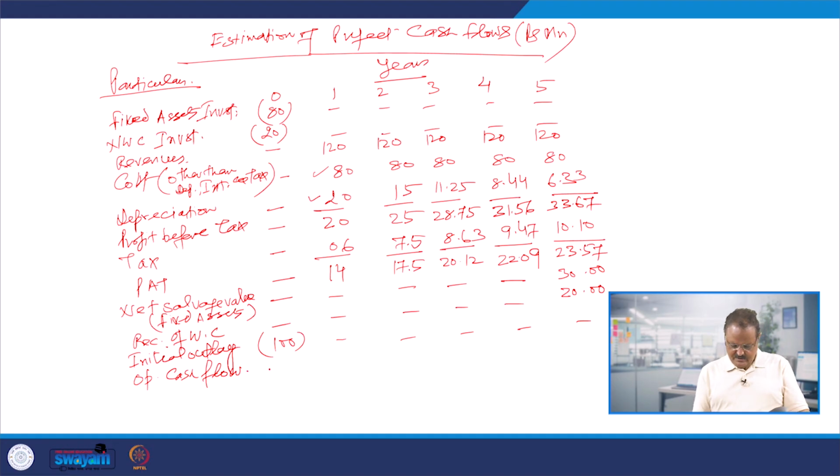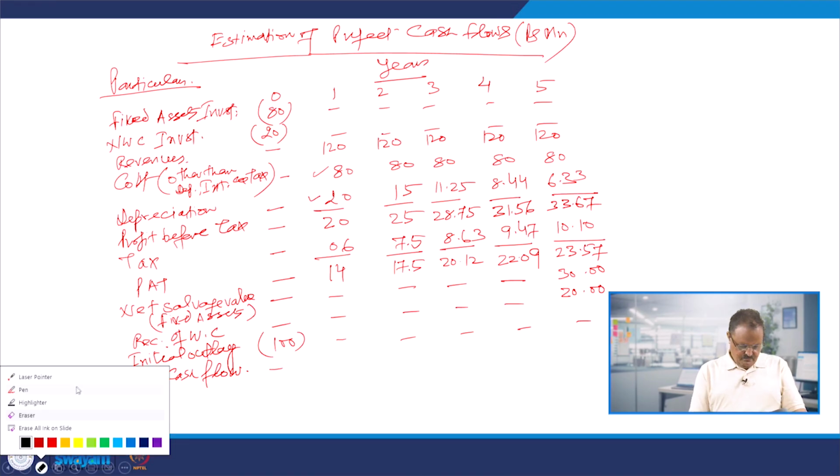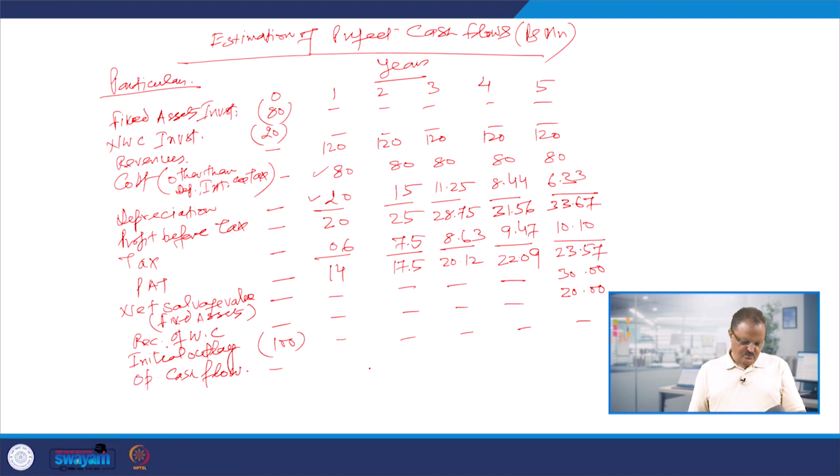So operating cash flow is how much? In the first year, operating cash flow, if you sum up the total outflow and inflow, is going to be 14, the profit after tax, plus the depreciation. How much is the depreciation? This is 20. So 20 plus 14 is going to be 34. This is the 34 million operating cash flow.